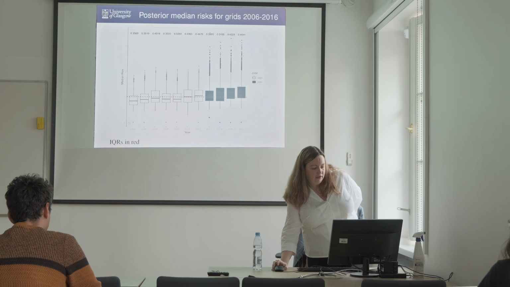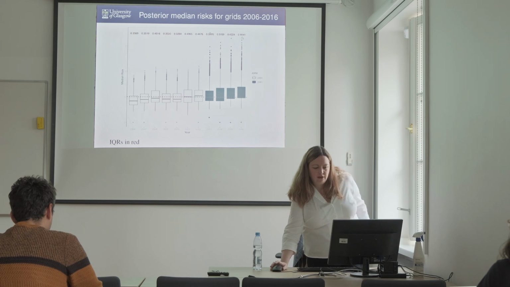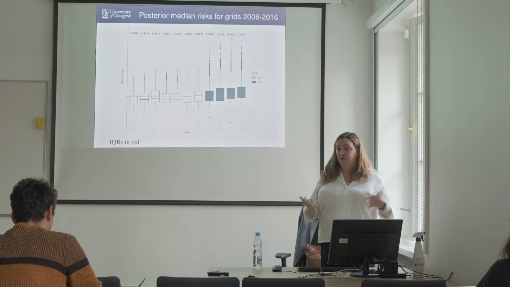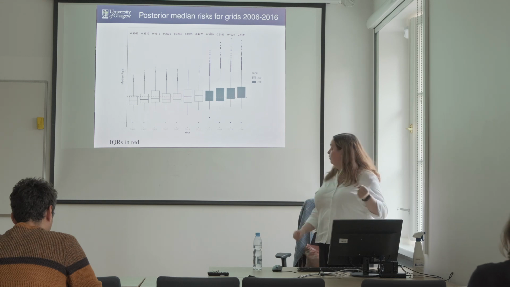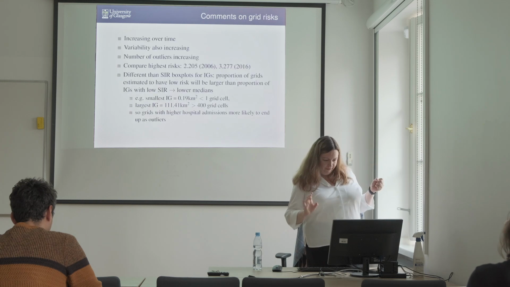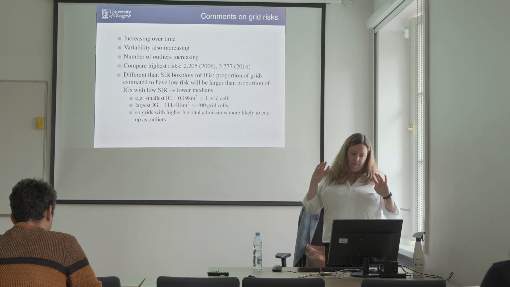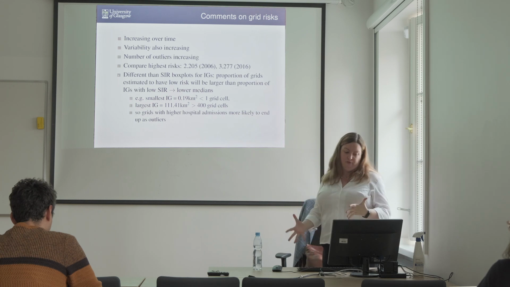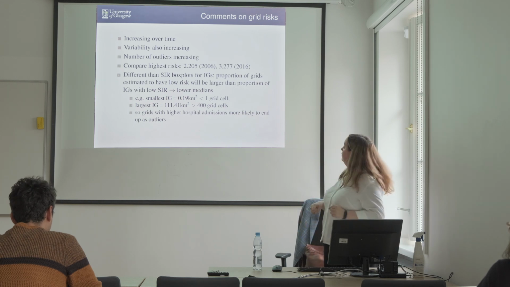So the interquartile range for the first year, 2006, is 0.3569. By the time we get to 2016, it's 0.441. So even if we ignore the outliers, we still have this increase in inequality. Overall, we're increasing in risk on average over time. The variability is also increasing, and the number of outliers is increasing.